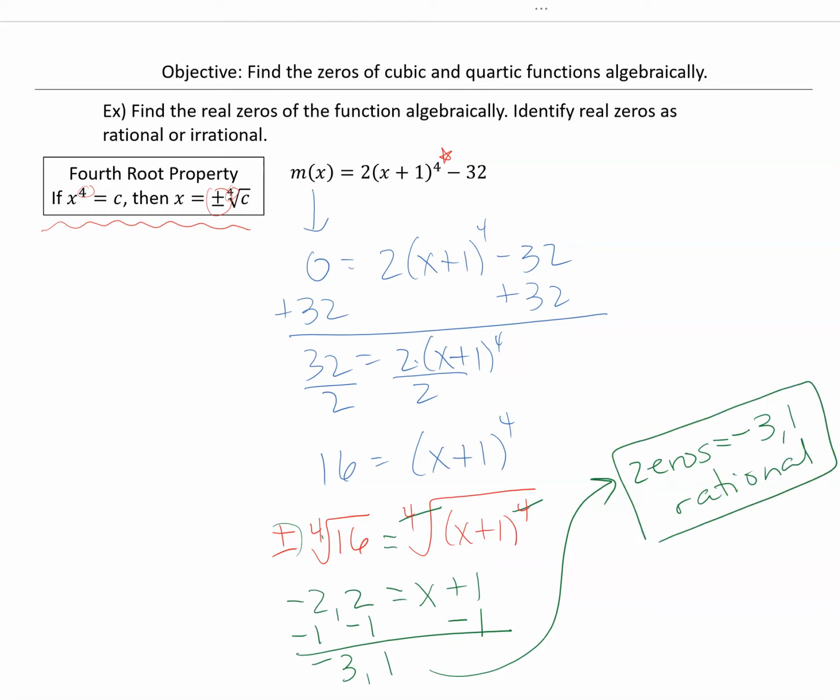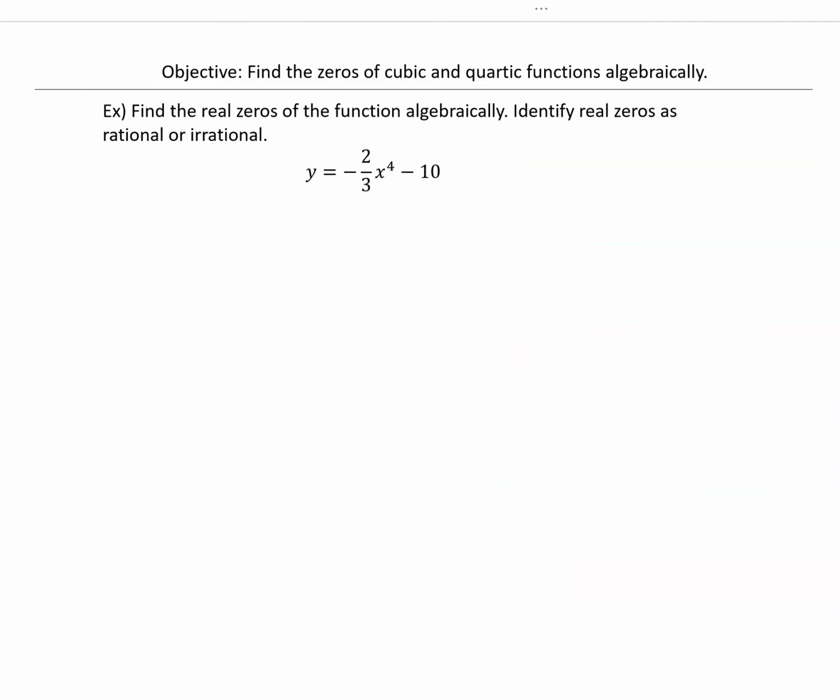All right, let's see what's next. Another example here. So here we're looking at, again, power of 4. And we begin to find zeros always by letting our y or function value be 0. So that gives us 0 equals negative 2/3 x to the 4th minus 10. So I'm going to undo this subtraction and add 10 to both sides.